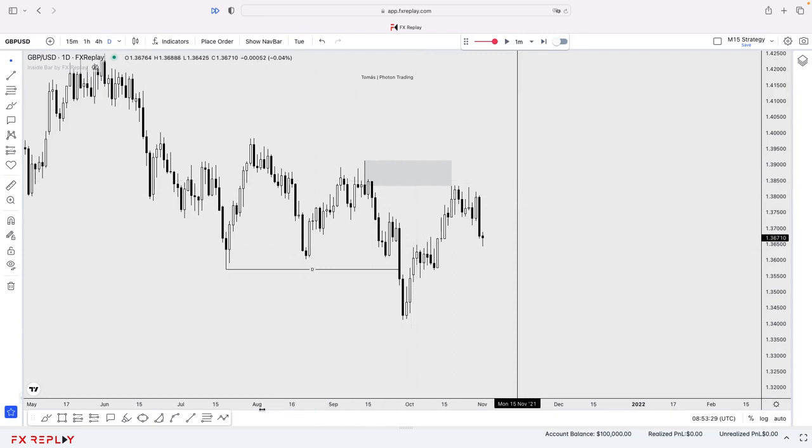So the daily time frame, we have the daily break of structure. This is the daily swing high, daily swing low. Perfect. Okay. What happened? Price mitigated the most high probability POI within this leg.